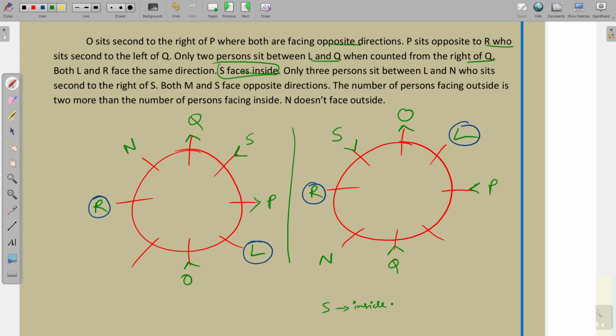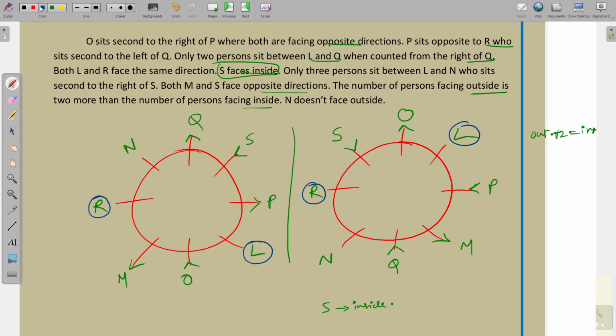Next, M and S, so remaining person, that is M. So both M and S face opposite directions. M is outside and here also M is outside. The number of persons facing outside is 2 more than the number of persons facing inside. Okay, so outside is 2 more than inside.